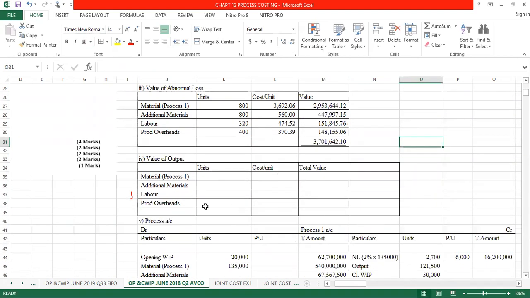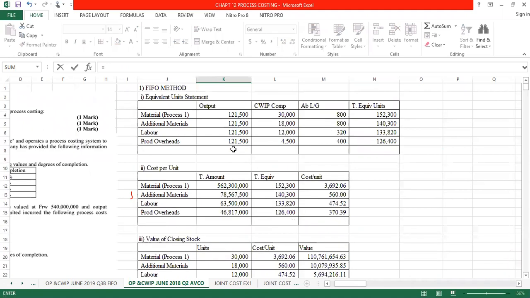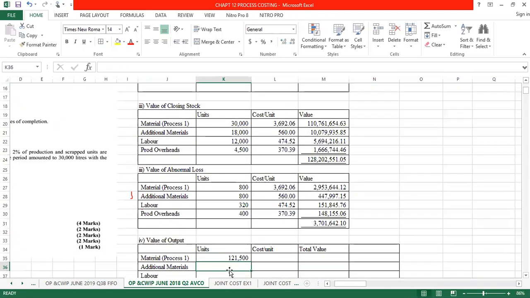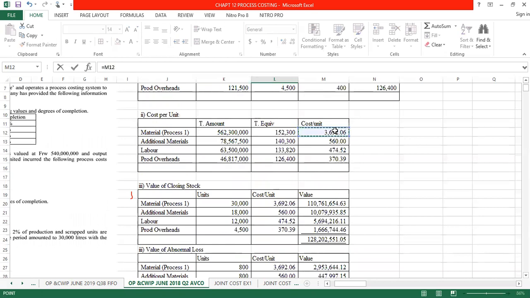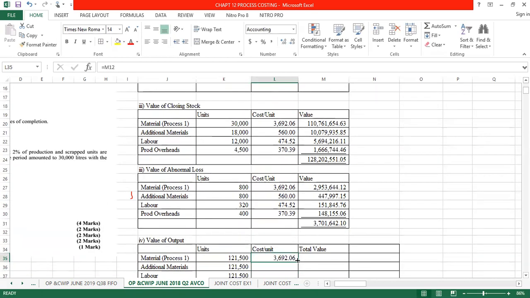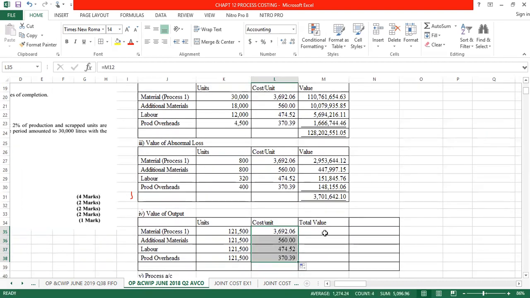Now, if that is the total, next value of output. Value of output. Our output is there. Cost per unit is also given. And then what is the total value? 121 times, this must be a very big value. So we have that.